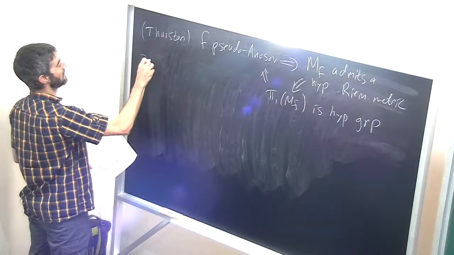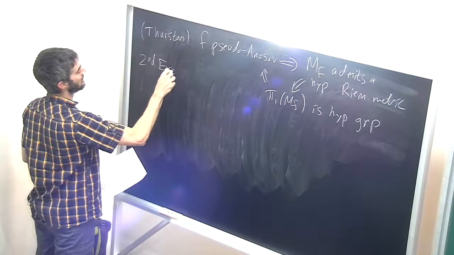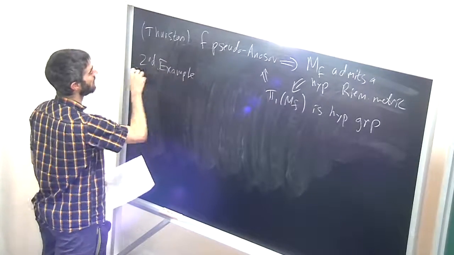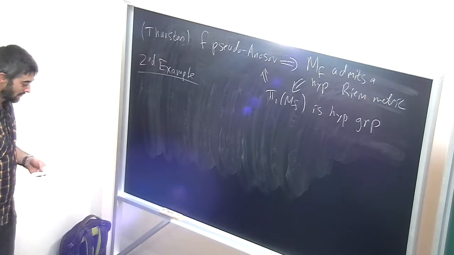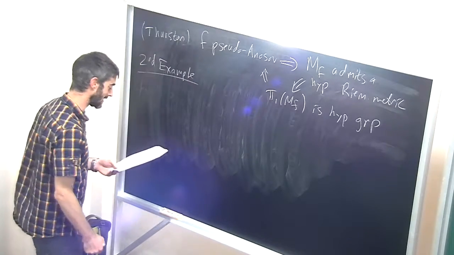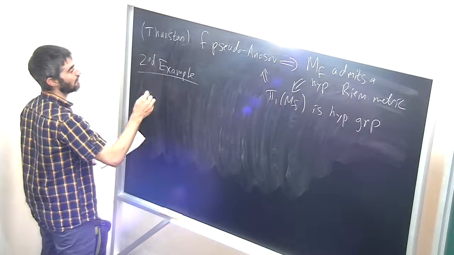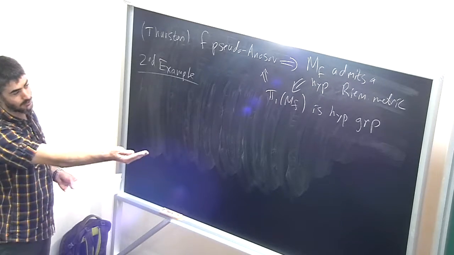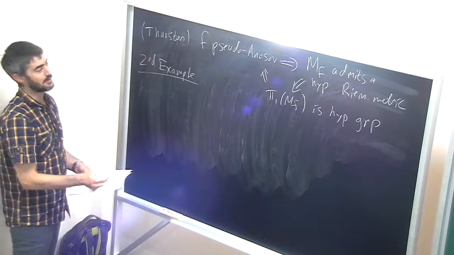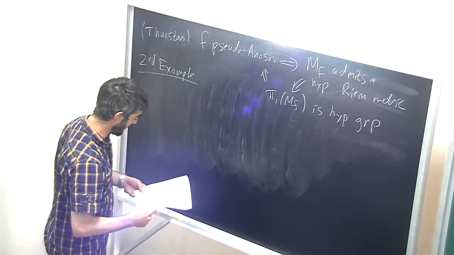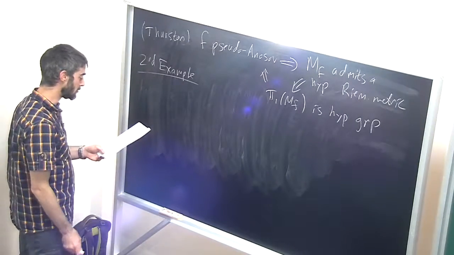Here's a second example. Maybe historically this isn't the exact second example, but it's another one I want to mention. So we know we're supposed to be looking at free groups and surface groups. So here's an example where the kernel is a surface group. What about an example where the kernel is a free group?